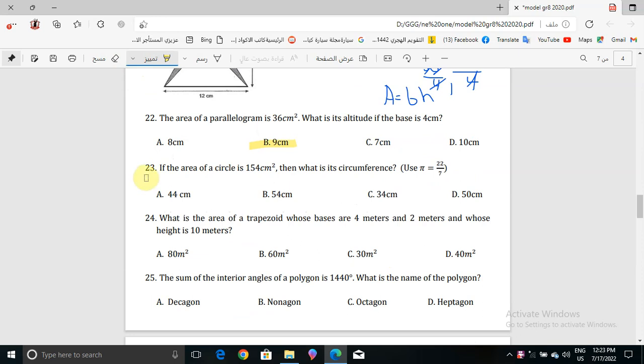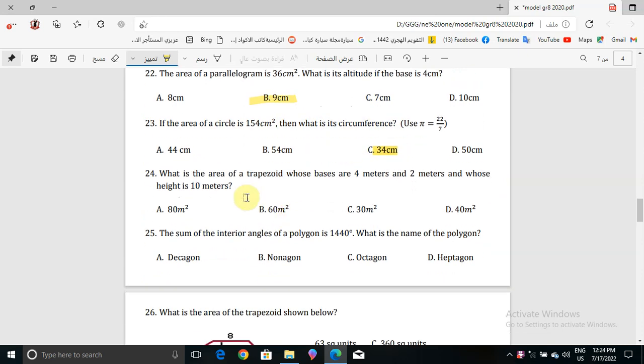Now question number 23. If the area of the circle is 154 centimeters squared, then what is the circumference? And use pi, which is equal to 22 over 7. After using the formula of the area of the circle, you will find 34 centimeters is the answer for this question, which is the circumference. Okay, now question number 24. What is the area of a trapezoid whose bases are 4 meters and 2 meters and whose height is 10 meters? The correct answer will be 30 meters squared.